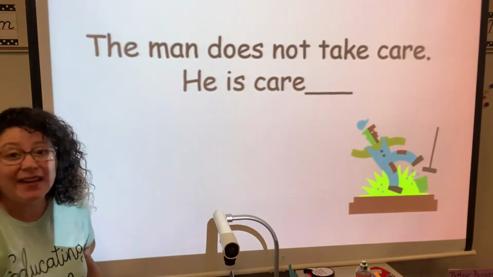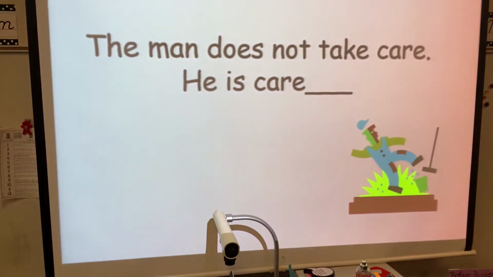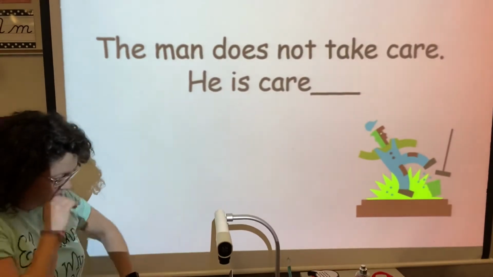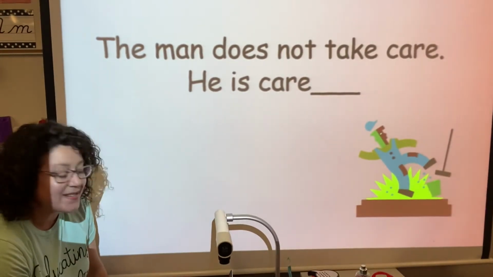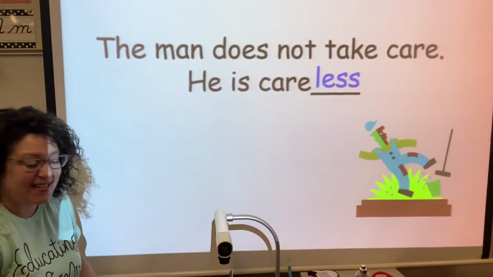The man does not take care. He is care, and this is an opposite of what we just did in our notes. He is careless. He does not take care. Being careful means you're full of it. He is careless. He doesn't have much.